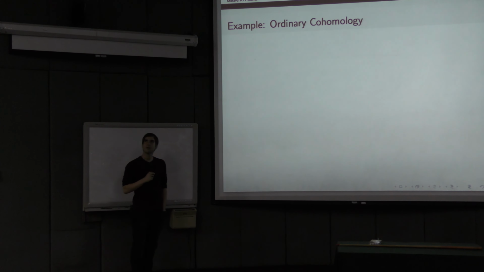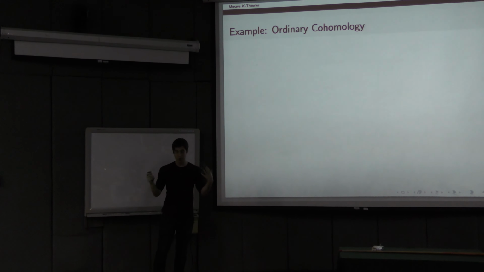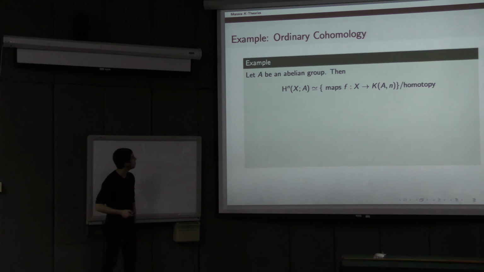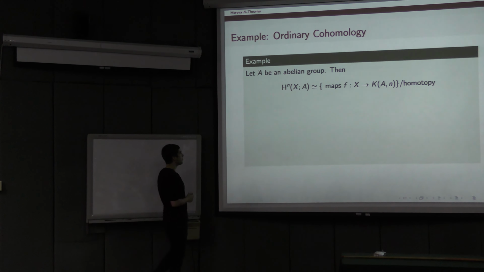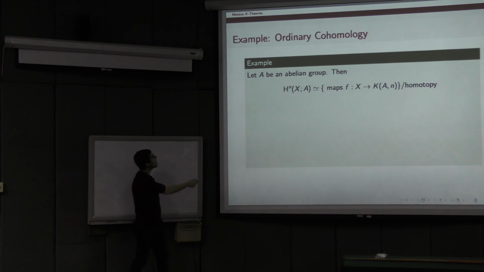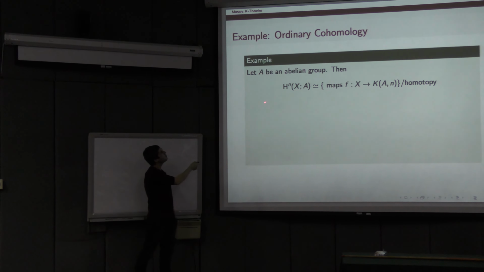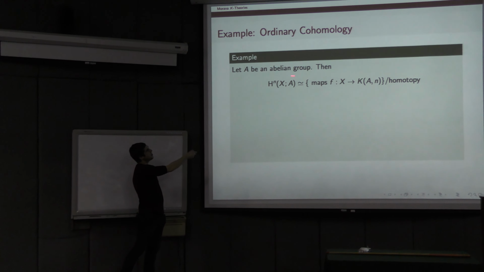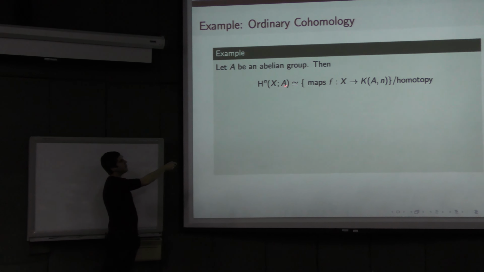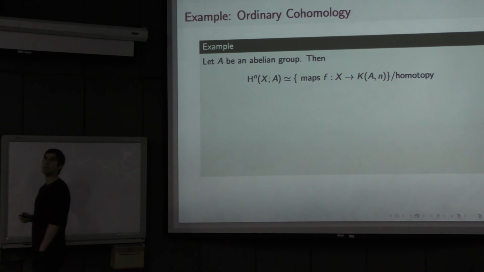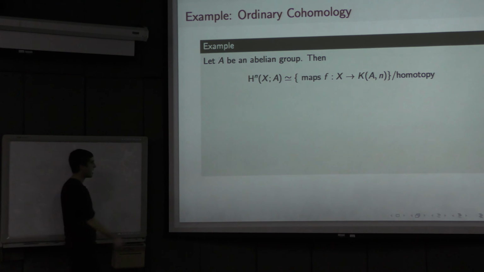Well, the motivating example of a cohomology theory is ordinary cohomology with coefficients in an abelian group A. So a special case of the Brown representability theorem is that for any abelian group A, there's some space, which is usually denoted by K(A,n), such that the nth cohomology of any space X can be identified with homotopy classes of maps from X into this space K(A,n).